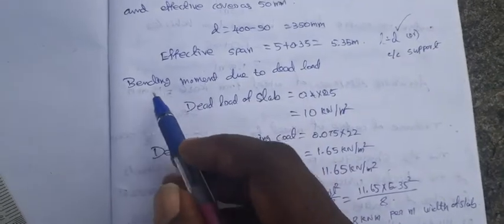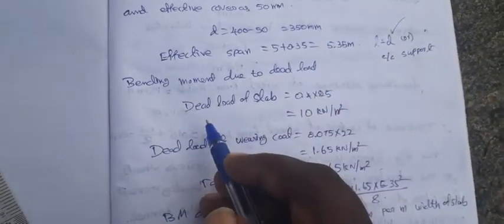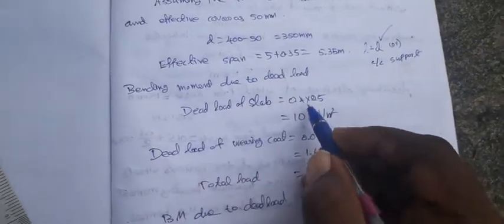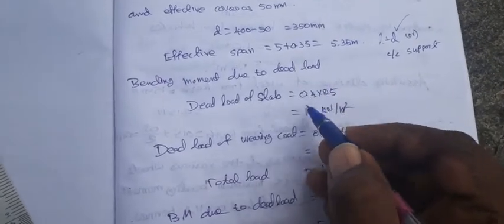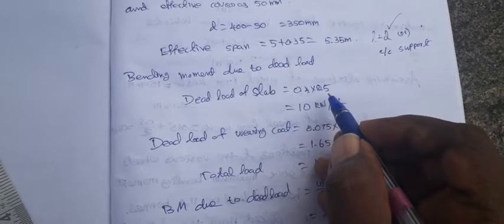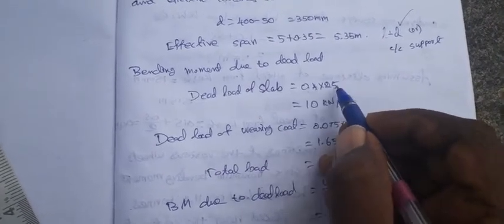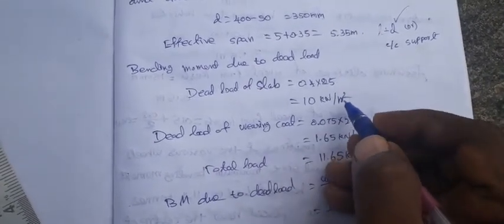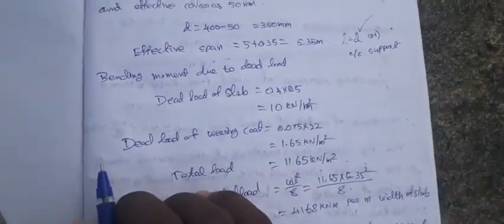So first is the bending moment due to dead loads. We know the dead load of the slab, with 400 mm overall depth, is 0.4 into 25, where 25 is the unit weight of the concrete. Its value comes to around 10 kilonewton per meter square. So this is a dead load.